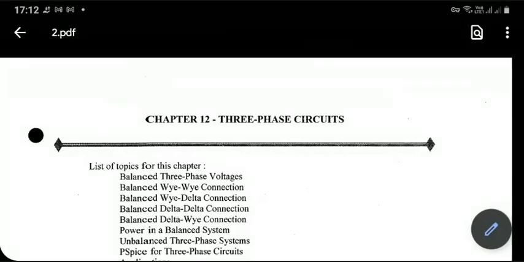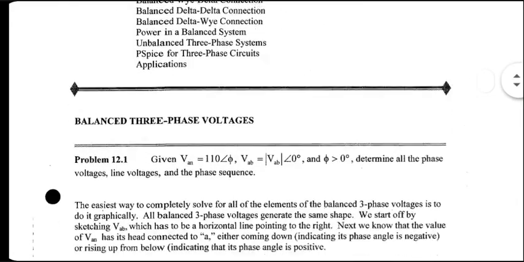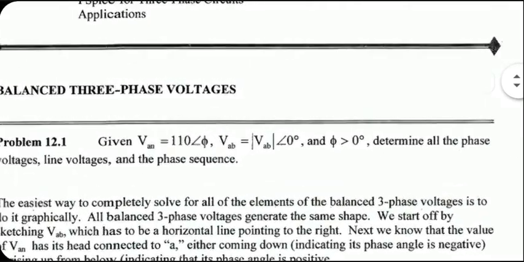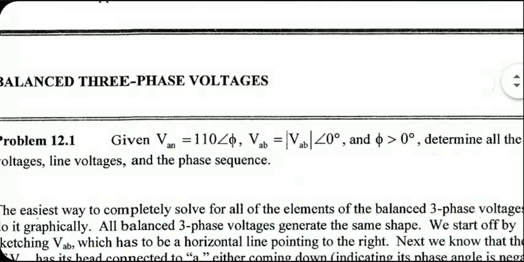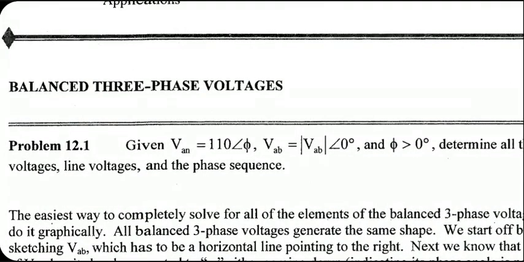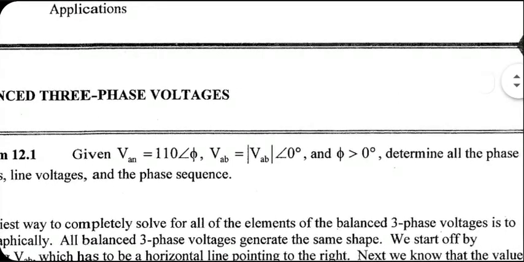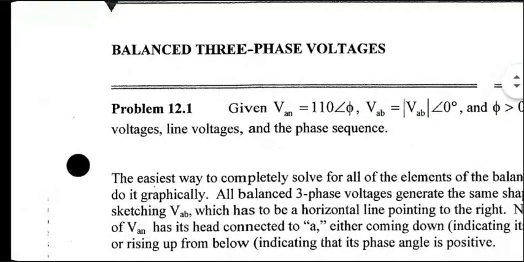Yeah, this is a very interesting question, actually. Given VAN equal to 110 volt with some phase angle phi, VAB equal to VAB with 0 degree. AB is the line voltage, while AN is the phase voltage. Keep that in mind. And phi is greater than 0 is given to you.